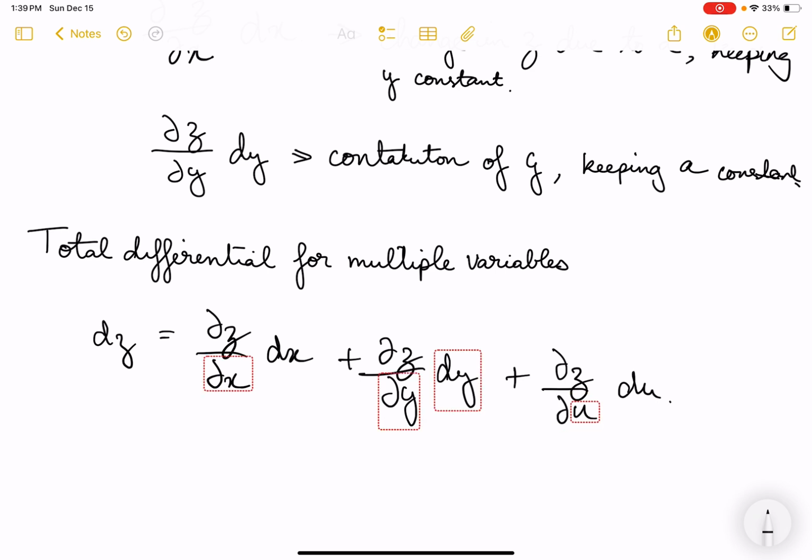And this would obviously go on for how many ever terms you have. If you have 5, 6, 7 variables, no problem at all. Just make sure you isolate the effect of every single variable and add it to the formula. So each term in this formula represents how z changes with respect to one variable, assuming all the others are fixed. If one variable does not influence z, like u, then partial z over partial u equals 0. And that corresponding term simply drops out.